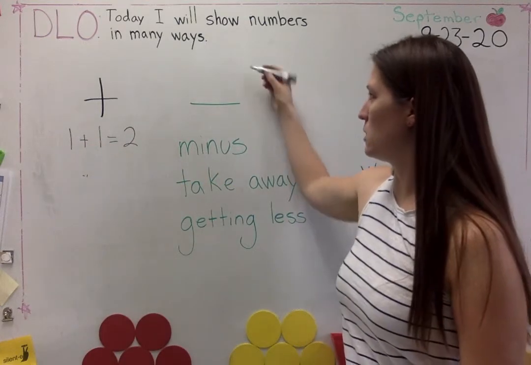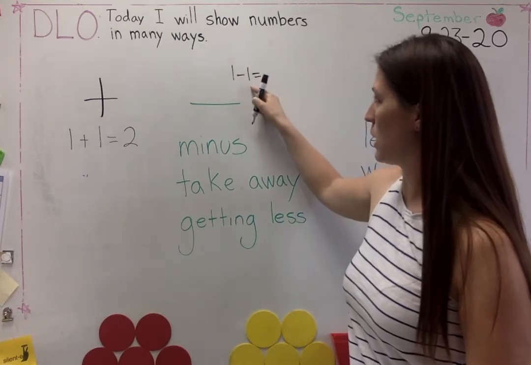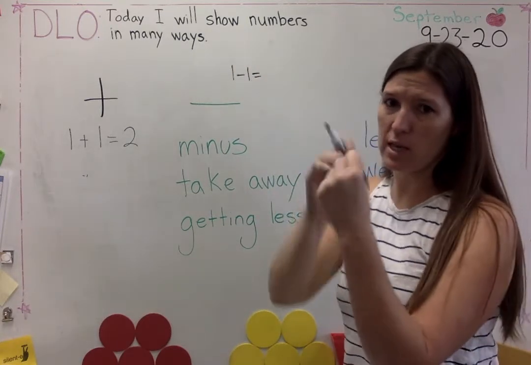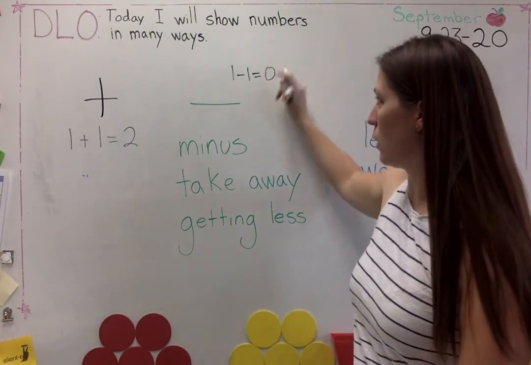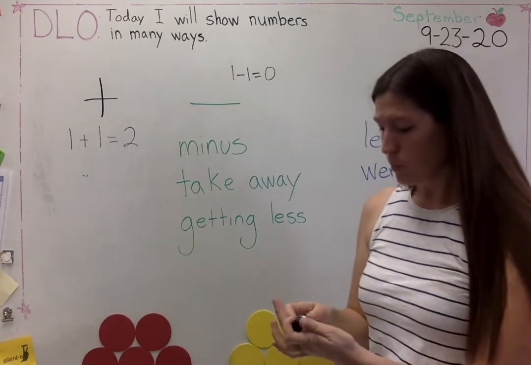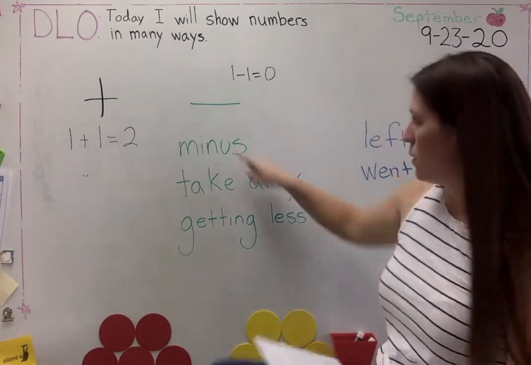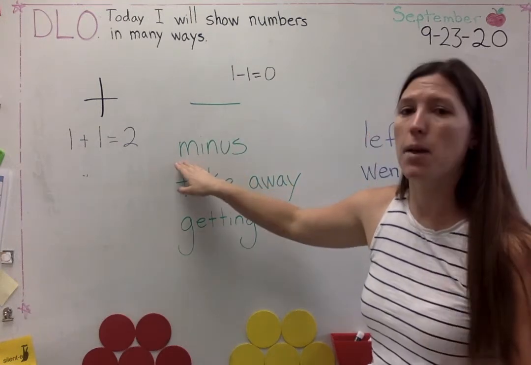If it was minus, I could say 1 minus 1 equals, minus means take away. So if I have 1 and I take it away, how many do I have? 0. We'll go more into it. I'm going a little quick on that, but this is where you would write that operation. The sign looks like this, minus. I wrote the word, minus.